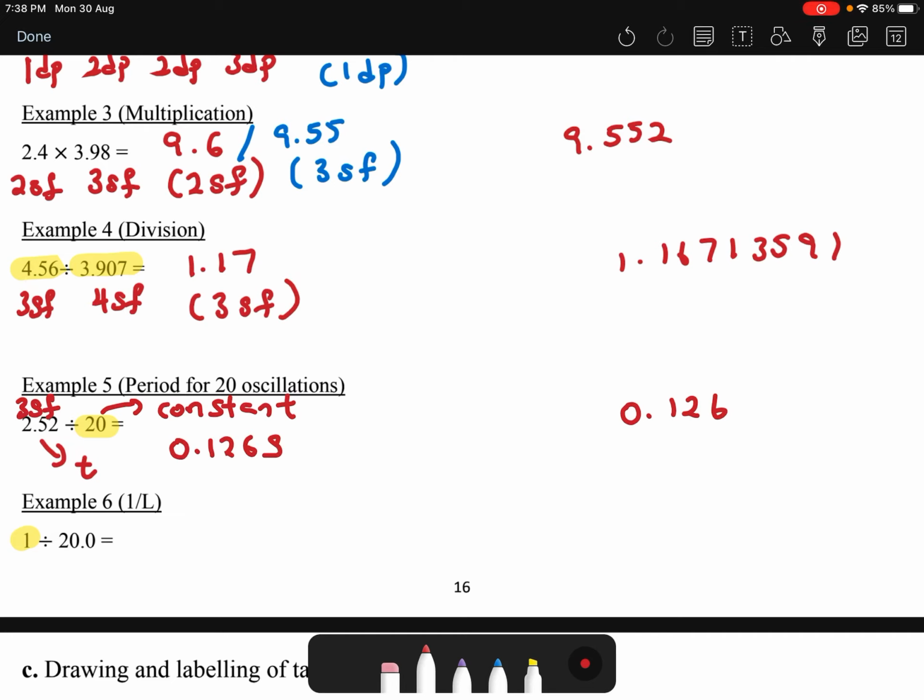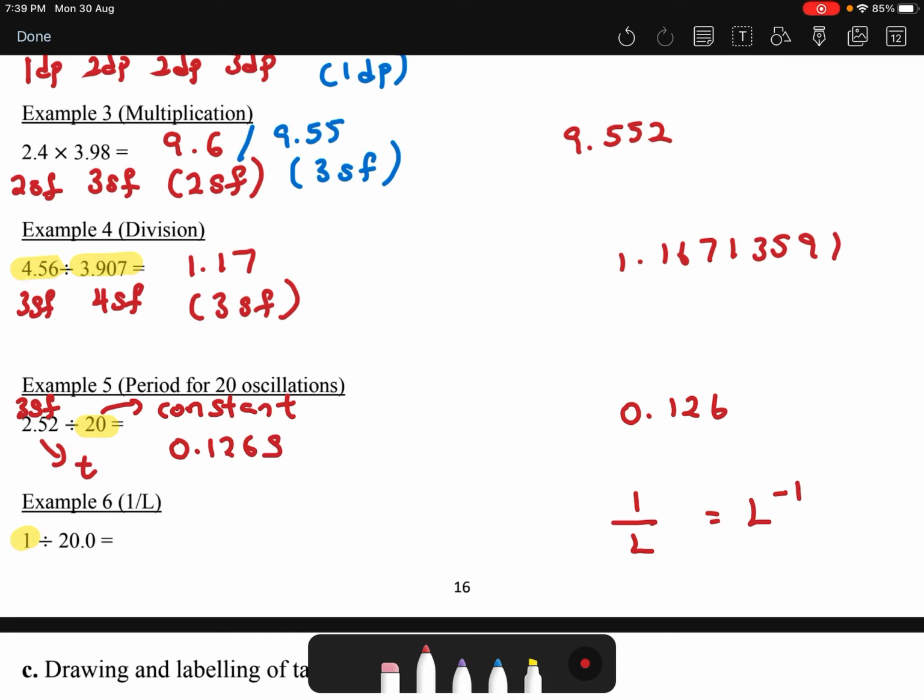Okay, the last example will be 1 divided by length, or the inverse or the reciprocal of your length. Okay, so I can also put this 1 over length as this, right? L inverse. This is what we call the reciprocal. A bit of mess already. Okay, so 1 divided by length, same thing. Your length is a raw data, but your 1 is actually a constant. So if you use 1 divided by 20.0, let's just say the length is 20.0 centimeter, we always follow the 20.0, because 1 itself is a constant, so we don't follow that.